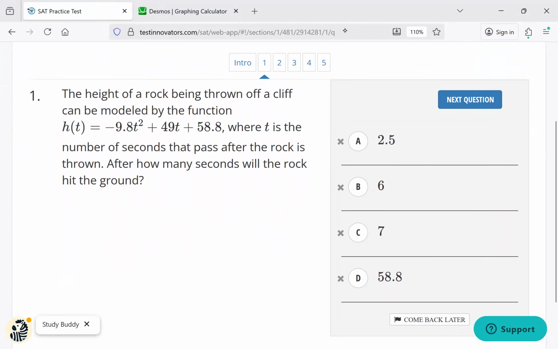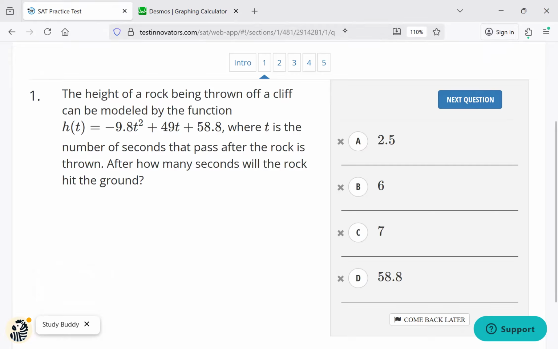Okay, question 1. The height of the rock being thrown off a cliff can be modeled by the function h of t equals negative 9.8 t squared plus 49 t plus 58.8, where t is the number of seconds that passes after the rock is thrown. After how many seconds will the rock hit the ground?